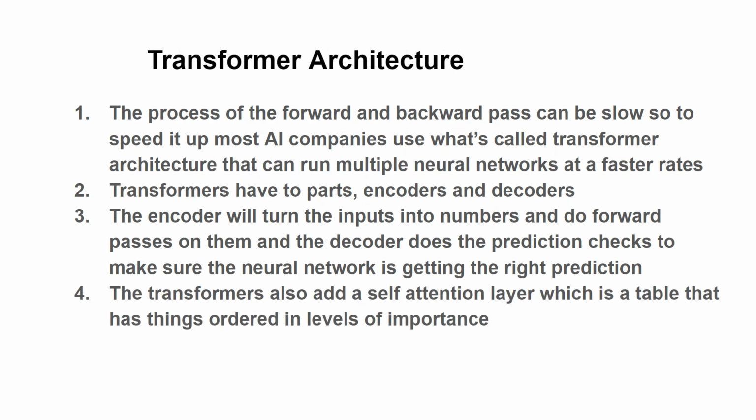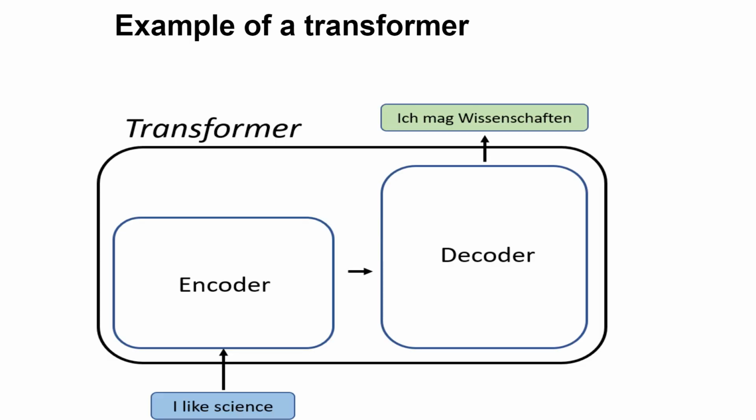The transformers also add what's known as a self-attention layer, which is essentially a table that has things ordered in levels of importance. This is the example of a transformer where it brings in the input, it goes into the encoder where it gets turned into numbers multiplied against the weights, and sends the forward pass to the decoder, which compares it to the desired result. And if the desired result is different to what the neural network gave, it sends it back for a redo.